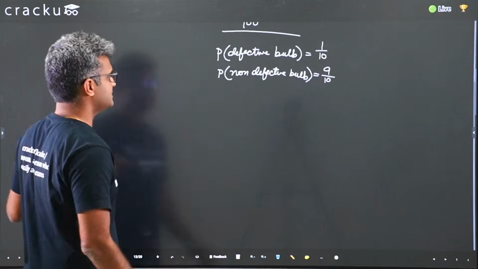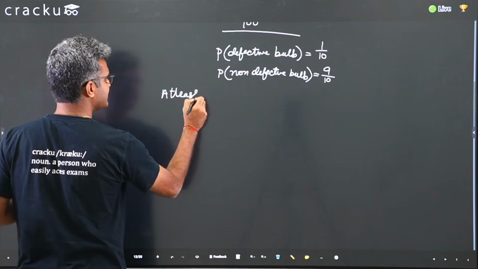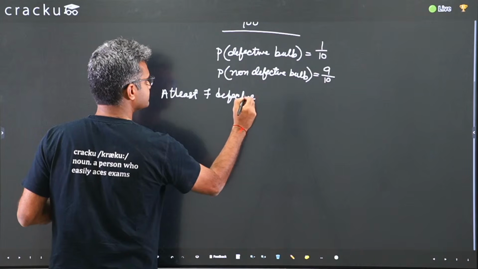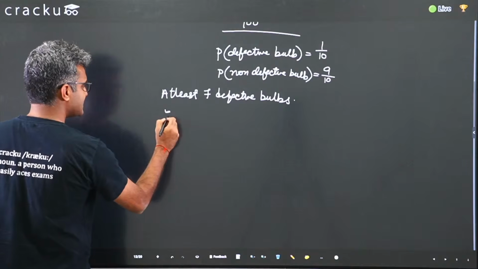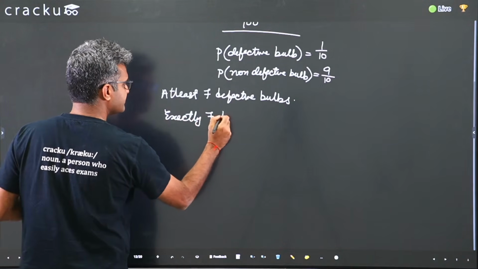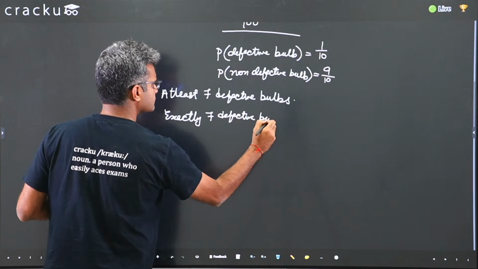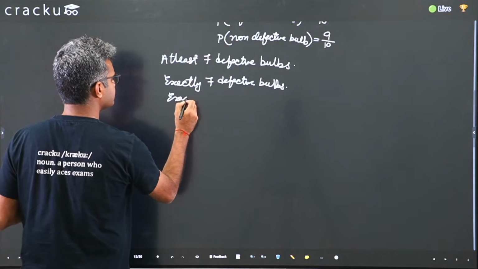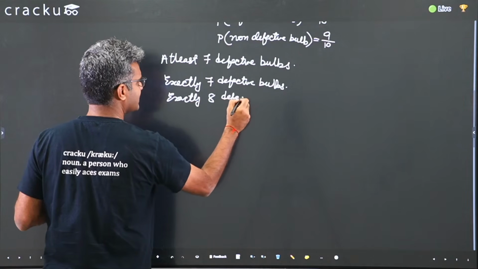When you are asked to calculate the probability that there are at least 7 defective bulbs, there are two cases possible. There are exactly 7 defective bulbs, or there are exactly 8 defective bulbs. That is, all the bulbs that are selected are defective.